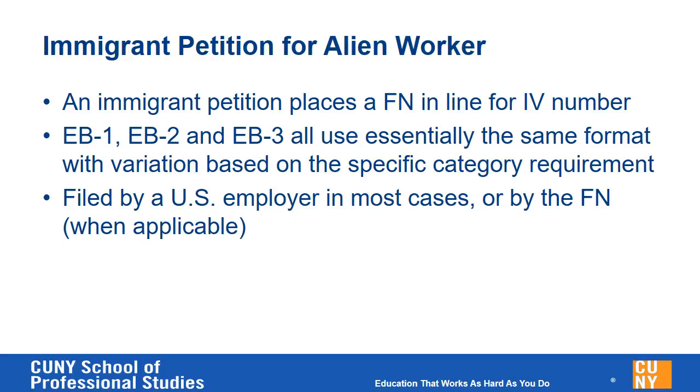Of course, there is some variation based on the specificities of each particular subcategory, because each one of them has some other element that needs to be proven. In general, the immigrant petition has to be filed by the sponsor, which is usually a U.S. employer. And in some situations that we saw in EB11 and in national interest waiver, it could be filed by the foreign national, what we call self-petition.